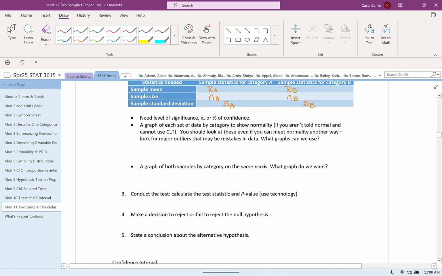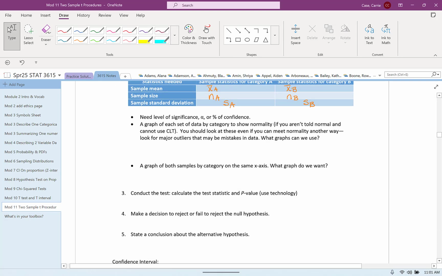We need a graph of each set of data by category to show normality. If you aren't told normal and you can't use the central limit theorem, you have to look at each of these, even if you can meet normality another way, just because you want to look for major outliers that may be mistakes in data. So what graphs can we use?